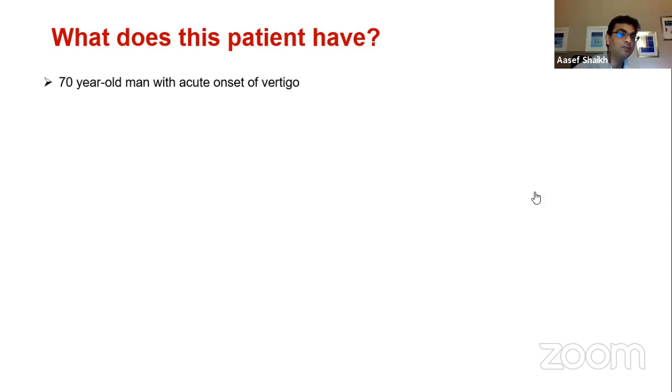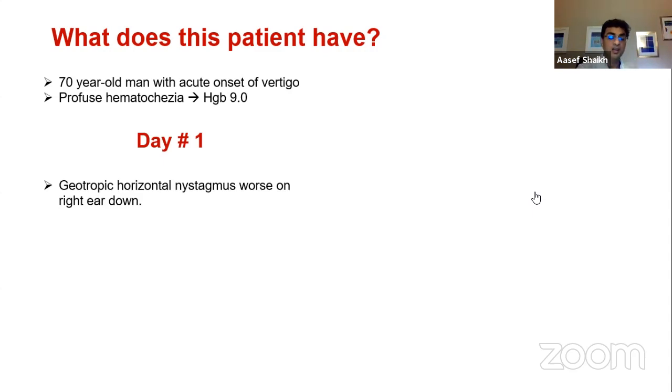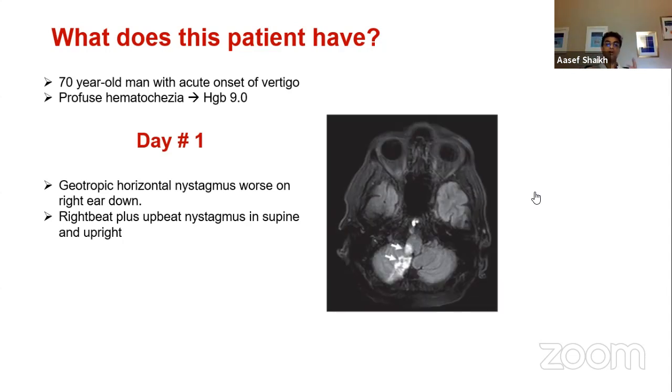So this is another interesting patient that I saw when I was on call. A 70-year-old man with acute onset of vertigo. He has profuse hematochezia and hemoglobin dropped down to 9.0. When I first saw him, the day he came, I saw that he had geotropic horizontal nystagmus, which was worse in the right ear down. And he had right-beating plus upbeat nystagmus when he was supine or upright. So he had this stroke. This type of horizontal nystagmus, which is position dependent, can also present with stroke. In this case, it was affecting his brainstem and also the nodulus, as you can see here.